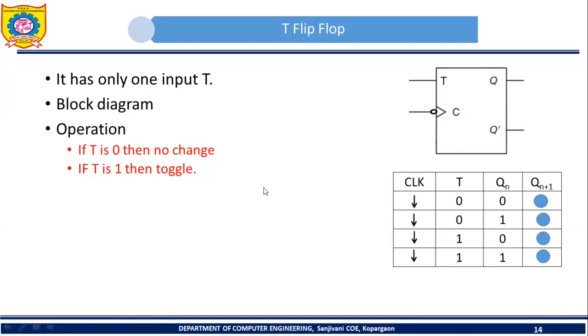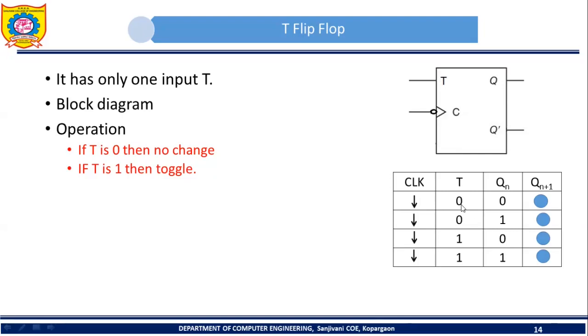So let's try to understand the operation of the T flip-flop with the help of this table. In this table you can see first of all the clock. Let us start with this first row. What does this symbol indicate? Let's assume that a negative edge has been detected on the clock pulse. Whenever a negative edge is detected on the clock pulse, what is going to happen? The output of the T flip-flop is going to change as per input T.